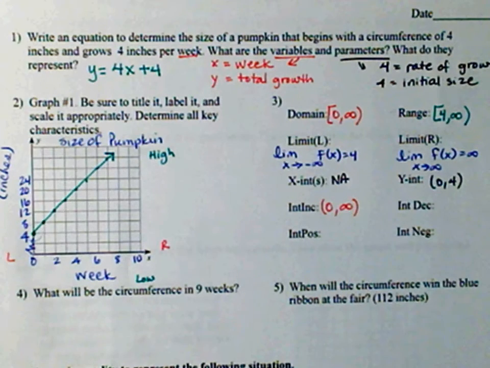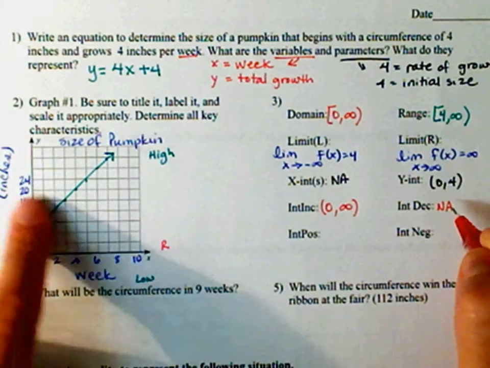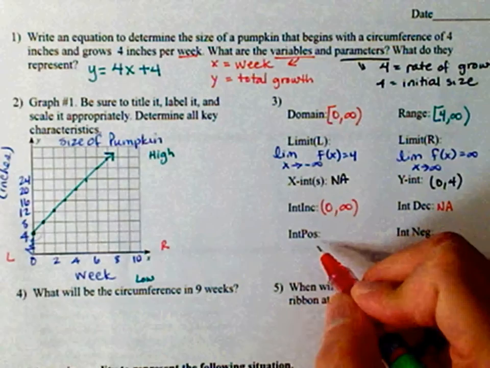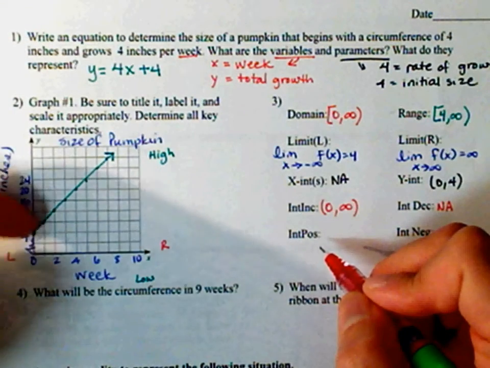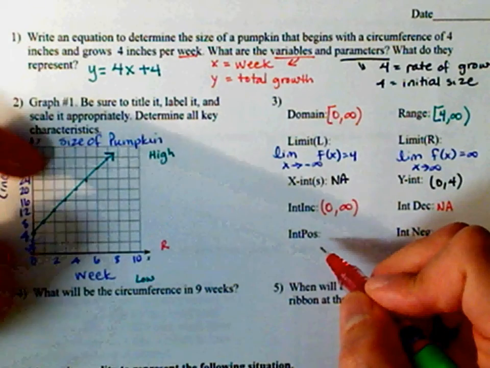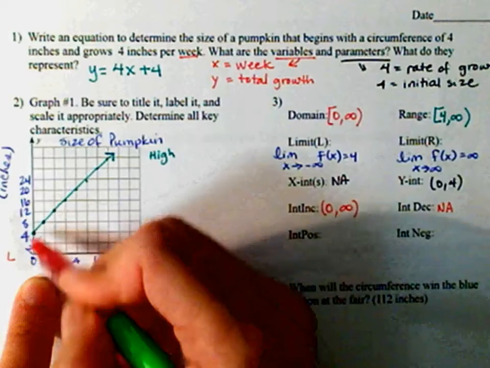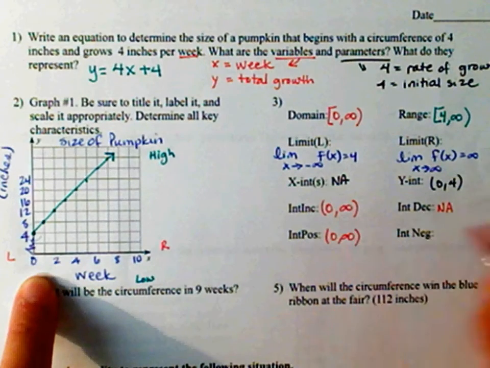Decreasing. That graph is not going down. It's continually going up. Interval positive. So you're going to look above. Everything above the x-axis, all that is positive, right? So where is it positive? You look at the y, but your x value starts off at 0 and continues to positive infinity.